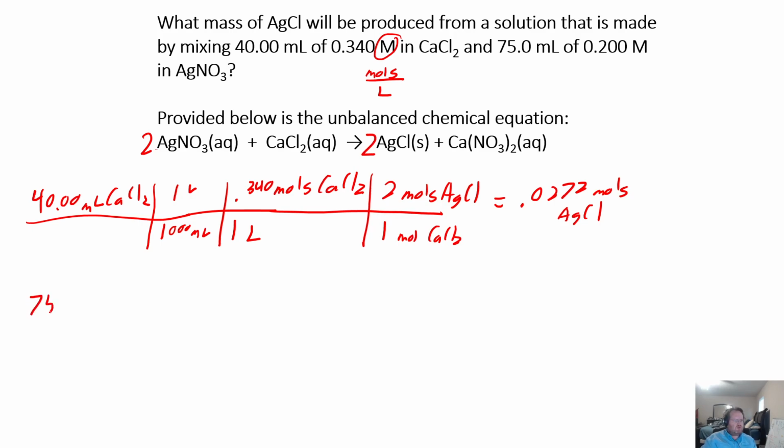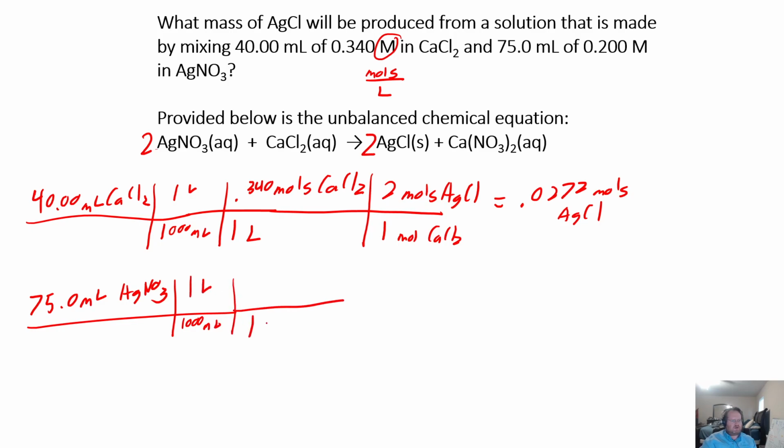So for the silver nitrate, we've got 75.0 milliliters of silver nitrate. And again, the first step is the same. It's 1,000 milliliters per liter. But now we have a different molarity, so this conversion is going to be different, although it's set up the same way. 1 liter is 0.200 moles of silver nitrate. And then we know that this is a 2-to-2 ratio. 2 moles of silver nitrate makes 2 moles of silver chloride.